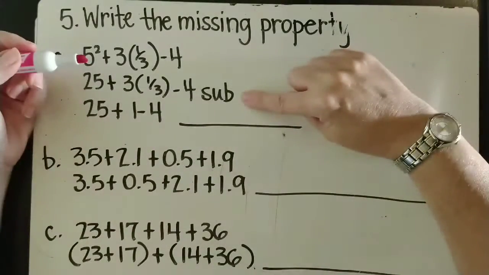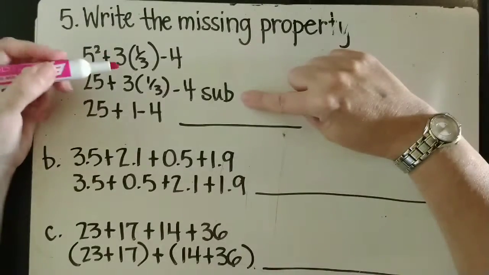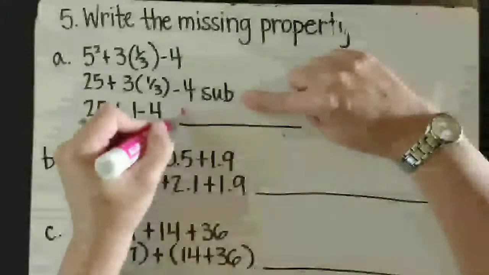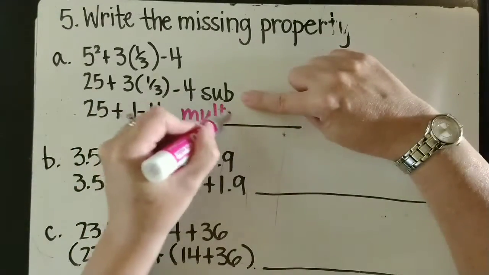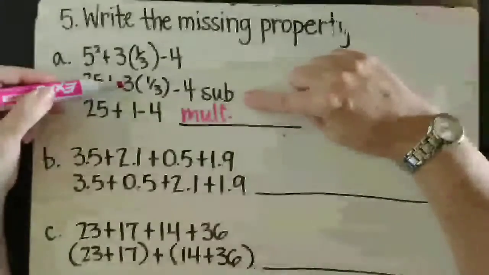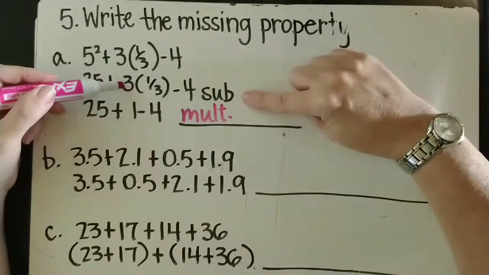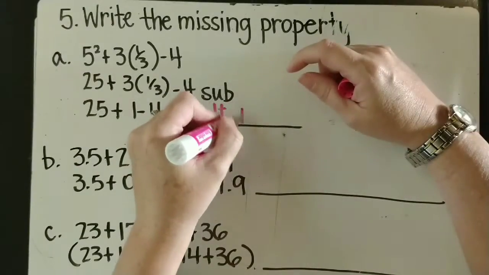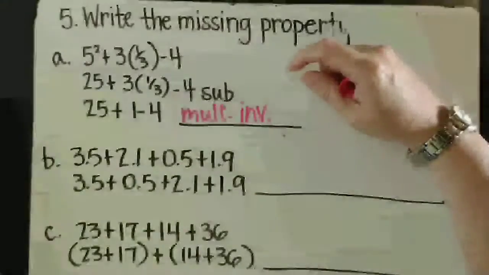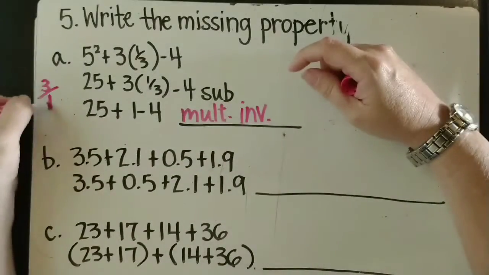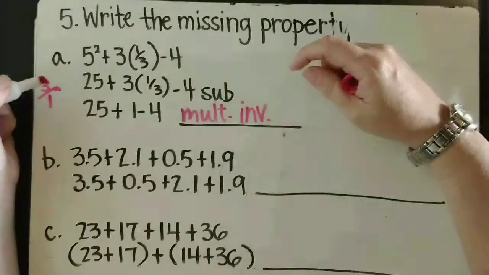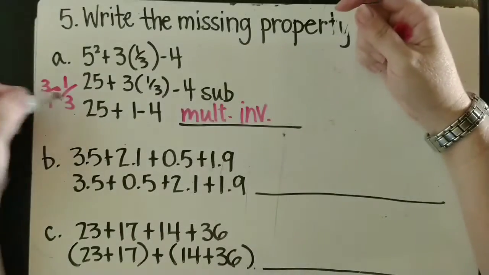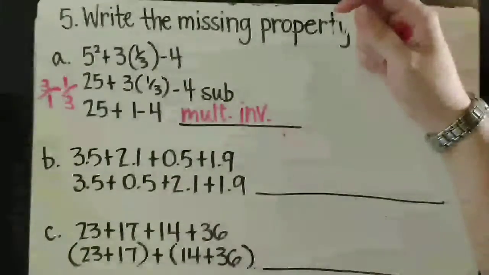If you look at your properties page, you can see that 2 numbers being multiplied together is going to be a multiplicative property. And if you look at your multiplicative properties on your page, you will see that this is a multiplicative inverse. Inverse means reciprocal. 3 is really 3 over 1, and the reciprocal of 3 over 1 is 1/3. Multiply those together and you get 1.